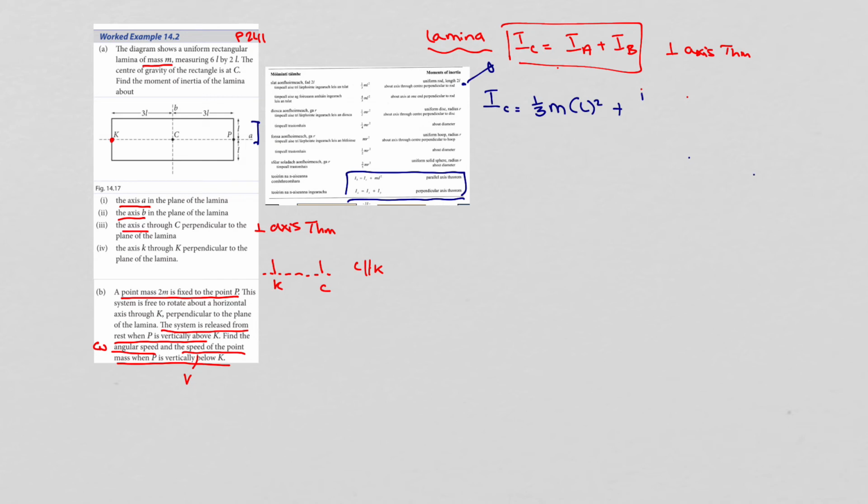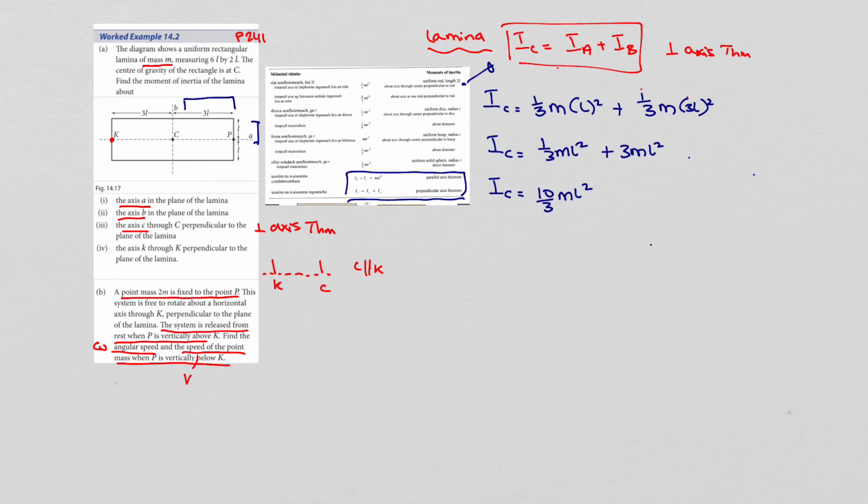And then we're going to add on the moment of inertia around the axis B. So it's going to be 1/3 ml squared, but the length around the axis of B is going to be 3L, squared. So the moment of inertia through B is 1/3 ml squared plus 9 ml squared divided by 3, which is 3 ml squared. And the moment of inertia through C is 10/3 ml squared.